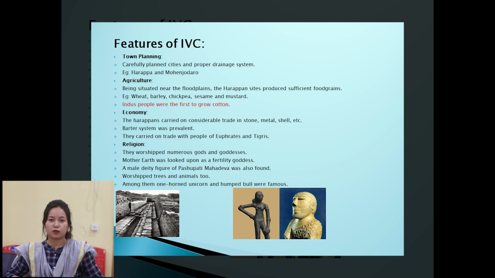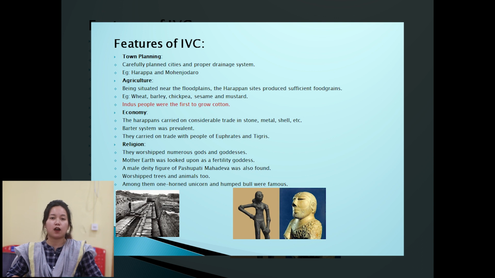Next, if we come to the feature of the Indus Valley Civilization, it is about religion. During the Indus Valley Civilization, numerous gods and goddesses were worshipped, and among them, the Mother Goddess occupies the topmost position. The people of the Indus Valley Civilization worshipped Mother Earth as a fertility goddess.